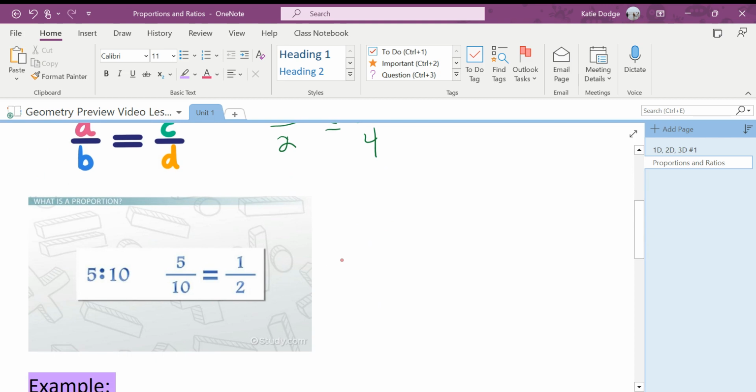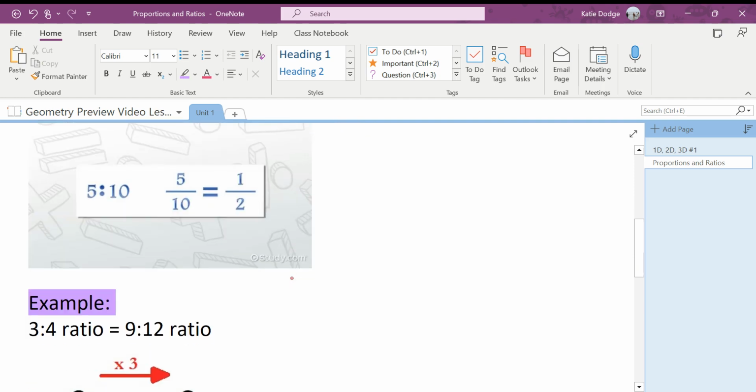All right, proportions can also be set up using the ratio notation where you'll see these two dots. So if I have a 5 to 10 ratio, that can also be written as 5 over 10 in fraction form, which we also know is equal to 1/2.